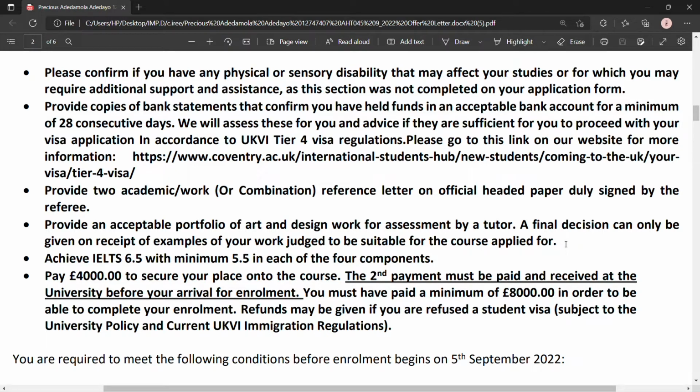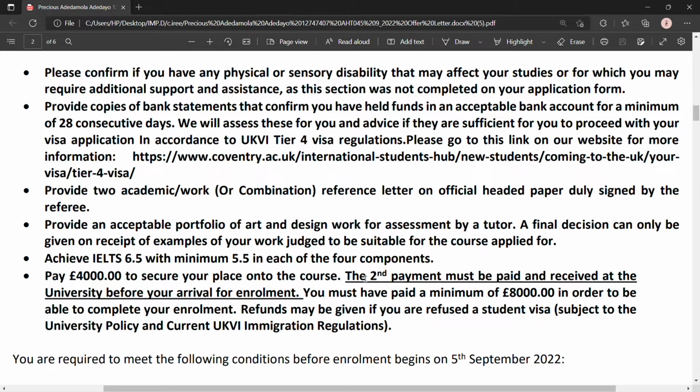A final decision can only be given on receipt of examples of your work being judged to be suitable for the course applied for. Achieve IELTS with minimum 5.5 in each of the 4 components. Pay 4,000 to secure your place onto the course.